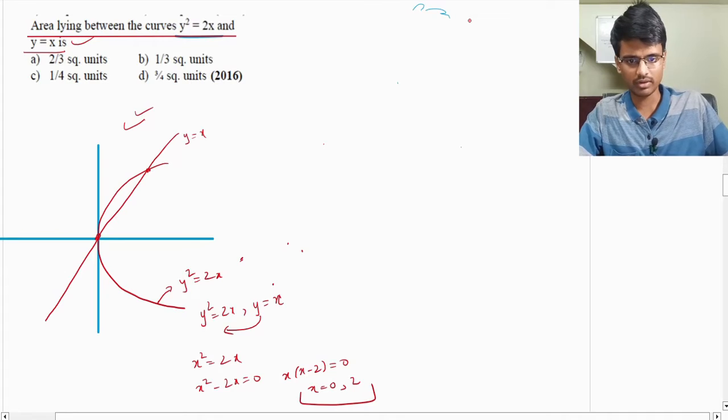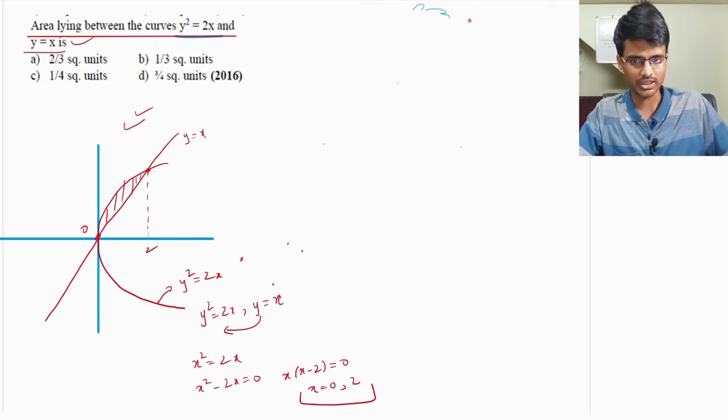So what have we got? This is our 0, this is our 2, right? So we have to find this region. Pretty easy, right? The parabola region minus the y equal to x region. What will be my integral? Let me just write it slightly above.